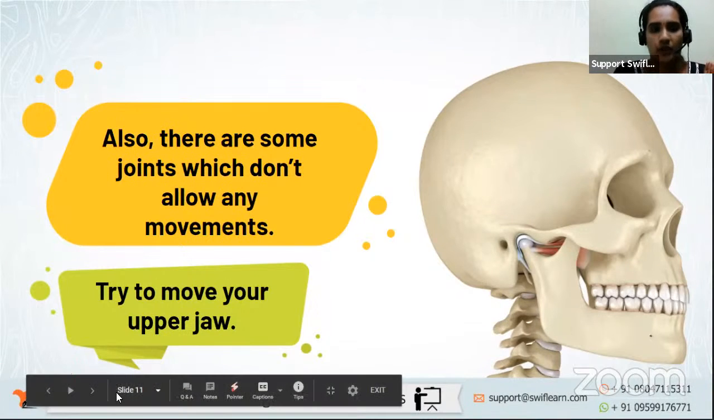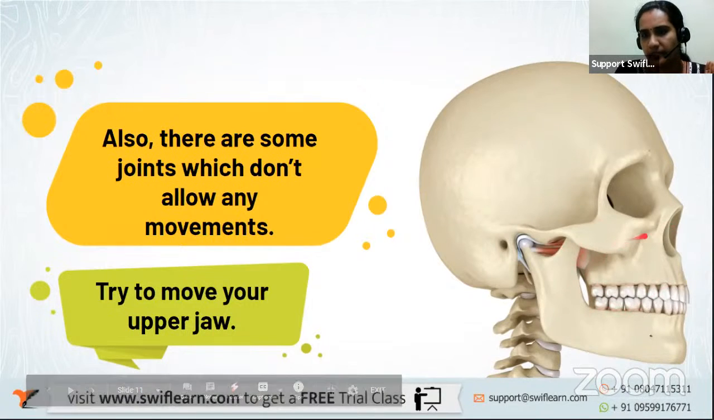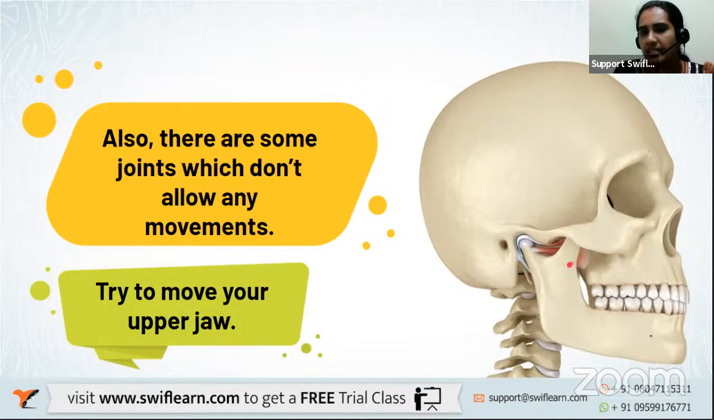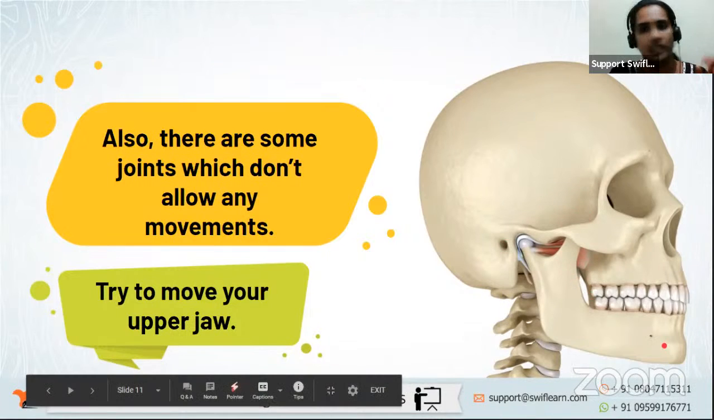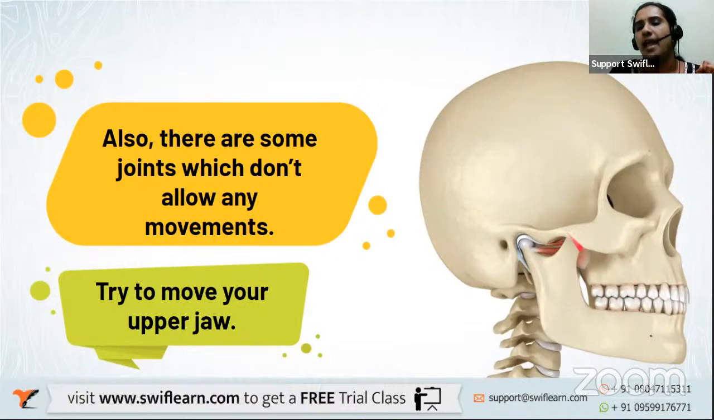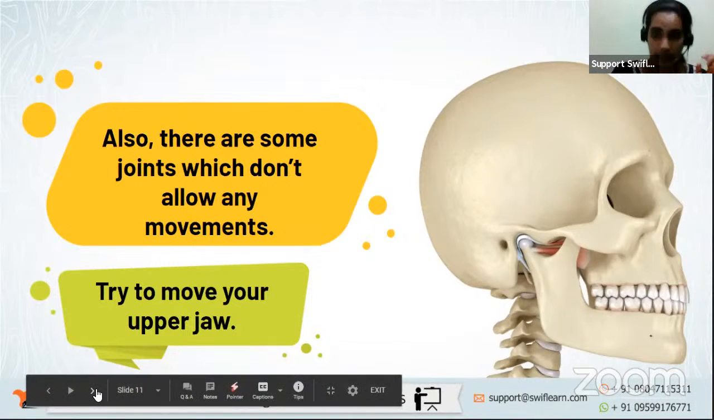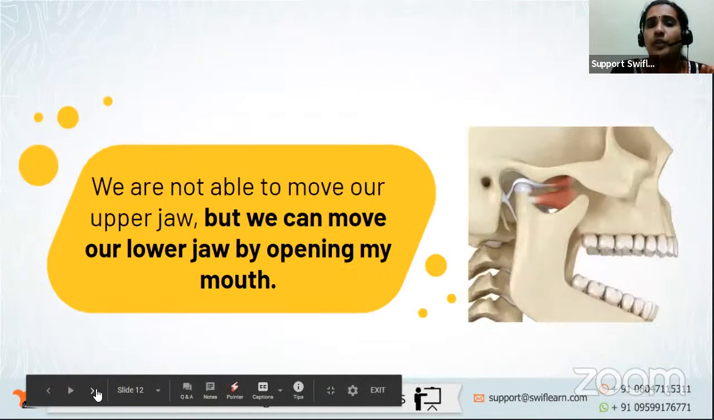Okay, the upper jaw. You can see here, it's coming the upper jaw, this region. Okay, it is fixed here. You can see here, it is fixed. And this is a lower jaw which is movable. Understood? So this is the upper jaw. Here comes the upper jaw and it is immovable. It is an immovable one where movement is not possible. We are not able to move our upper jaw, but we can move our lower jaw by opening our mouth.